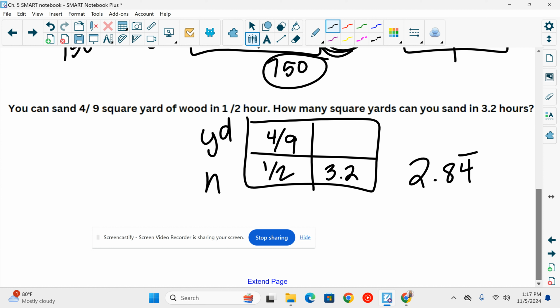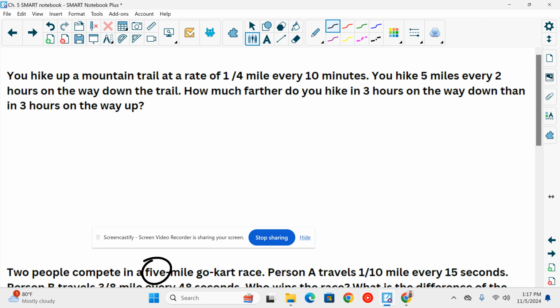All right, we will do some practice tomorrow. If you do this one tonight with your work, show your work, and you have it right, I'll have candy for you tomorrow.